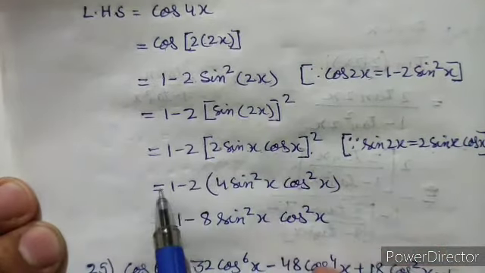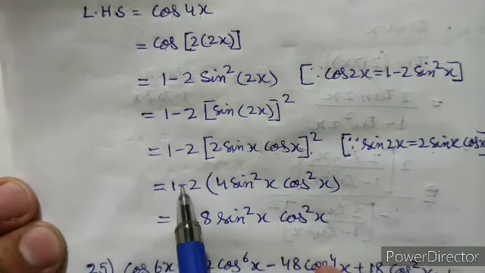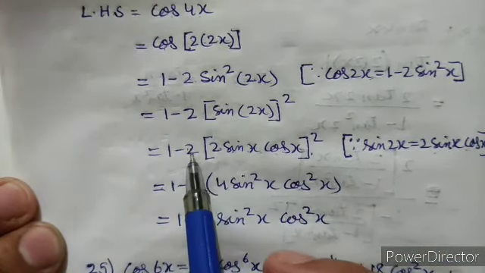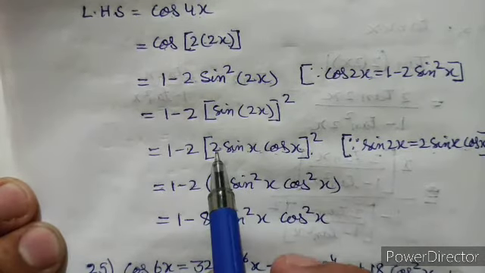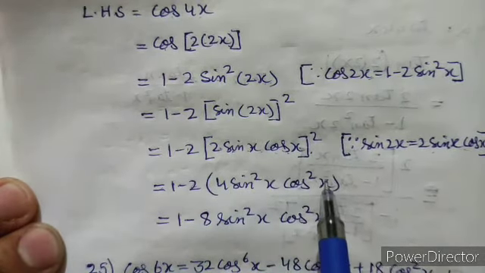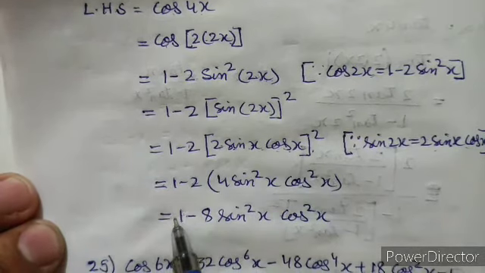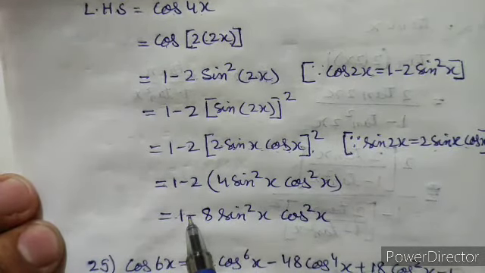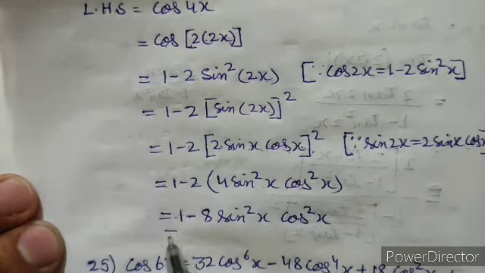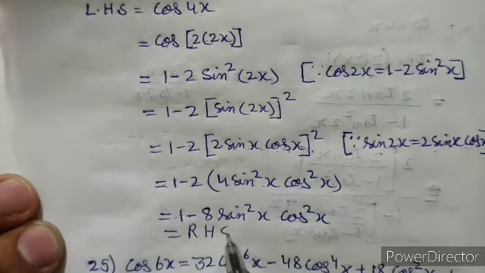Now which on solving will give us 1 minus 2 into 4 sin square x cos square x, and that will be equal to 1 minus 8 sin square x cos square x, which was our right hand side.